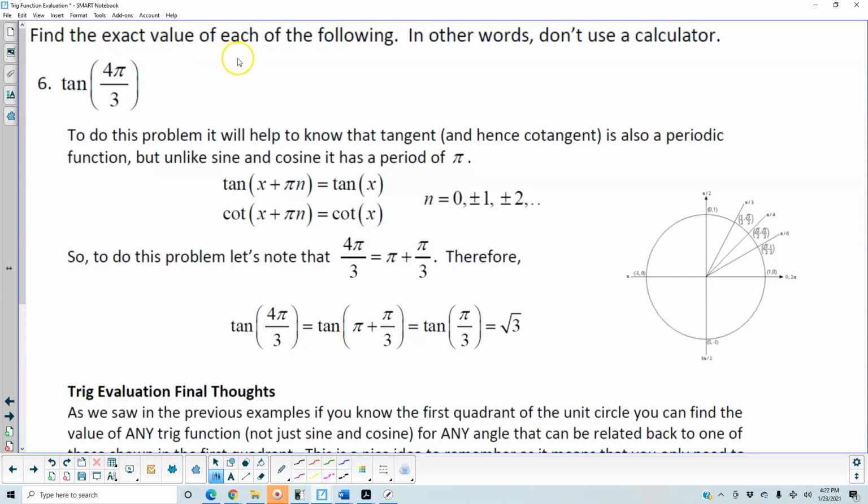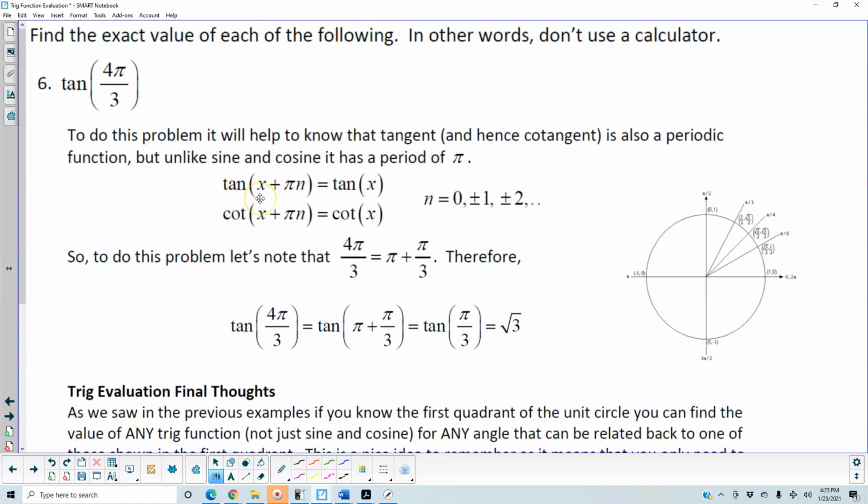Here we want to find the exact value without using a calculator. We want to find the tangent of 4 pi over 3. To do this problem, it will help to know that tangent, and hence cotangent, is also a periodic function. But unlike sine and cosine, it has a period of pi.